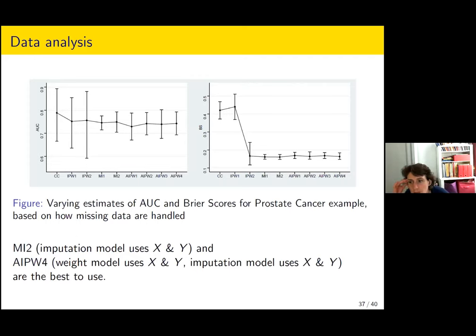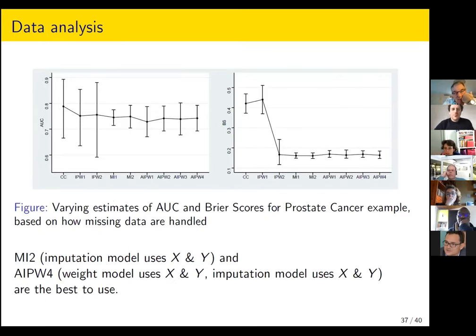I was wondering, Jeremy, how do you explain this huge drop between IPW1 and 2 that we don't see in the simulations, and no drop between MI1 and MI2, while we see such a difference in the case of missing at random? I have difficulty seeing the link between them.